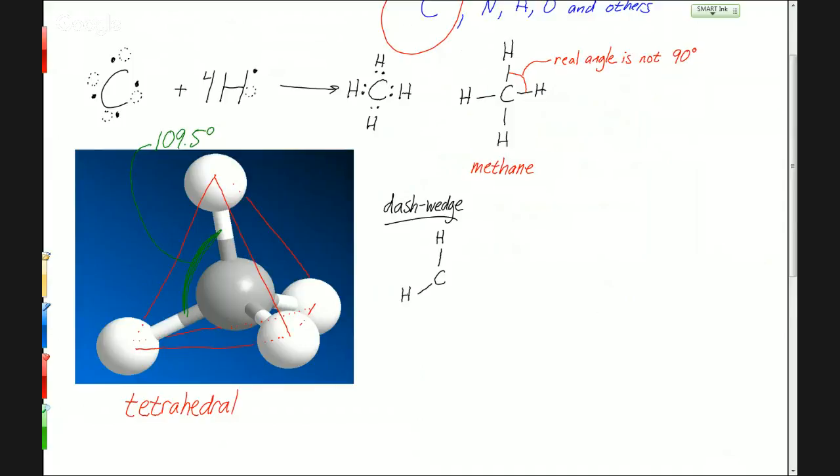But then the other two, we have to express the fact that those two are actually in line with each other. One is going backwards into the screen, and the other one is like it's coming out at us. So we use two different symbols to show that. The one that's going back is written on a dash like this. And the one that's coming out at us is written on a wedge. So that makes the other two directly in the plane of the screen. The ones on the normal straight bonds are directly in the plane of the screen. The wedge is coming out at you. The dash is going back.